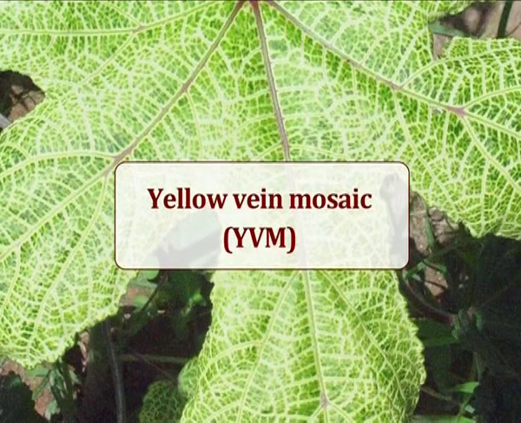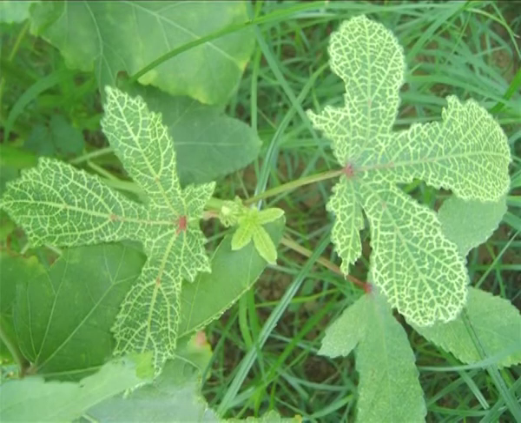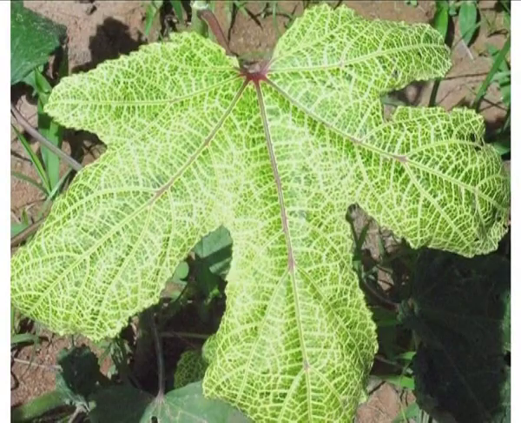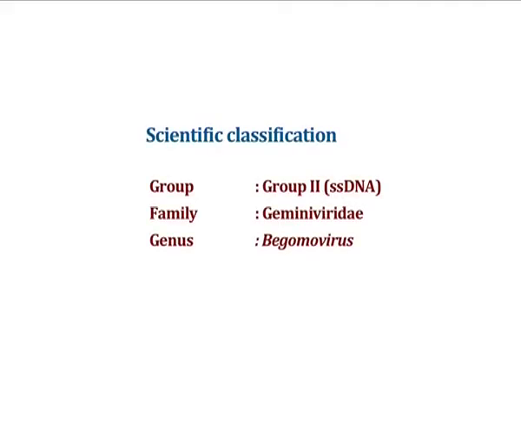Next important disease is the yellow vein mosaic. The characteristic symptoms include vein yellowing and thickening of leaves, forming a network of veins and veinlets in the infected leaves. Now, let us see the classification of this disease. It is grouped under group 2, single-stranded DNA, family Geminiviridae, genus Begomovirus.